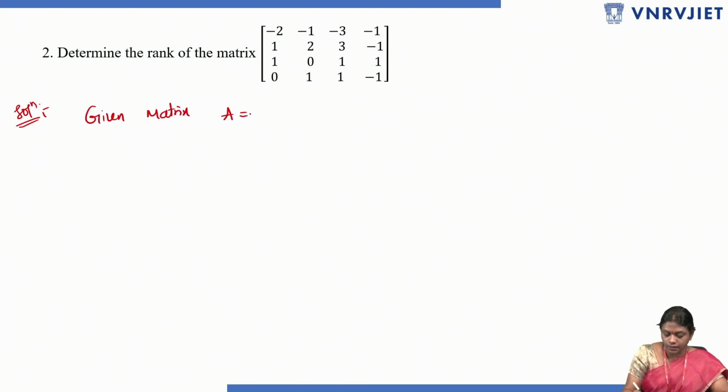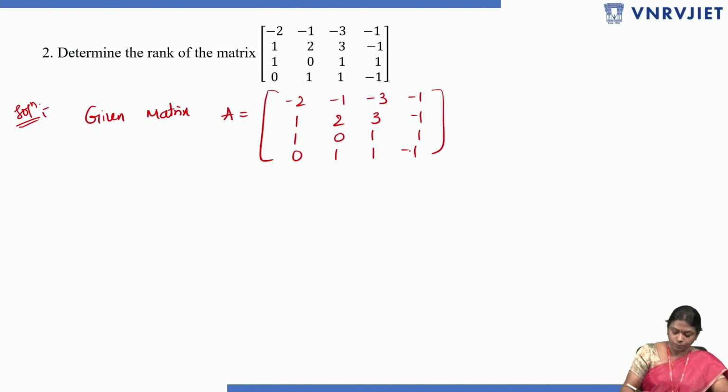Taking this matrix A equal to [-2, -1, -3, -1; 1, 2, 3, -1; 1, 0, 1, 1; 0, 1, 1, -1]. By keeping the above tips in mind, like how we did the previous problem, similarly we'll be doing this one also.